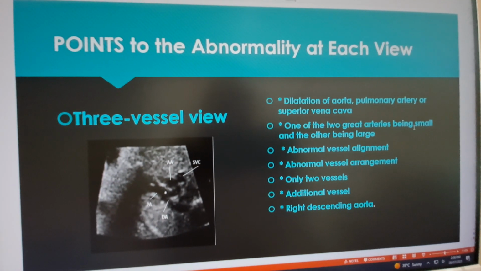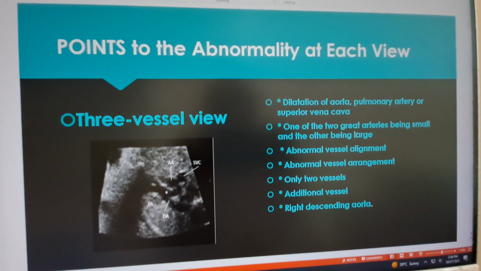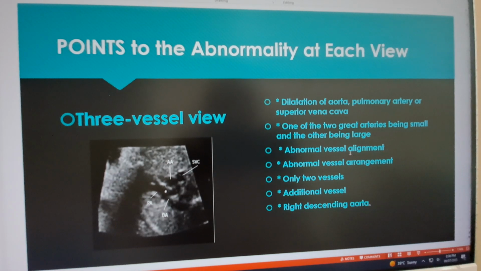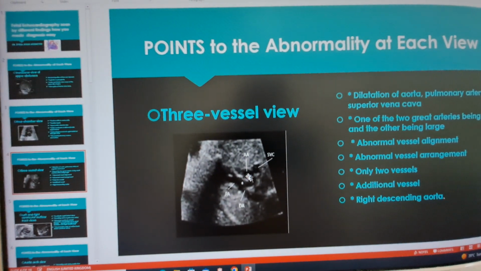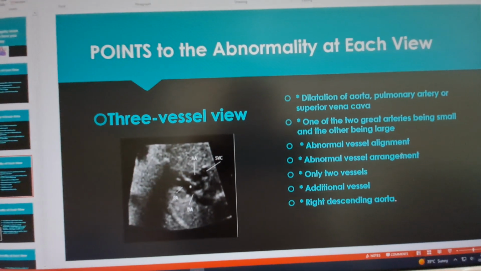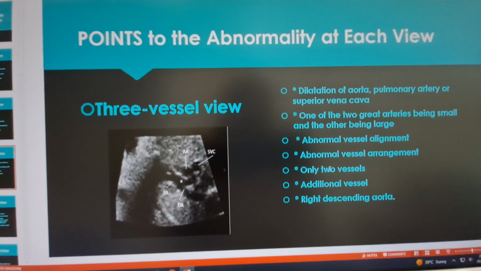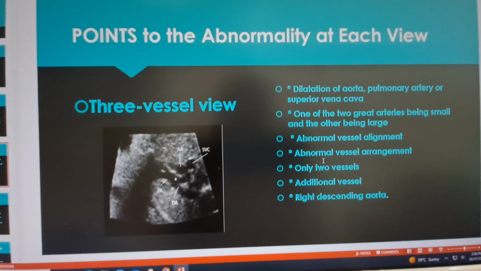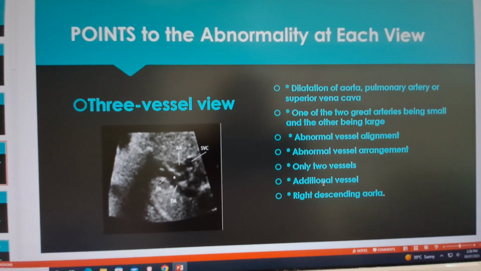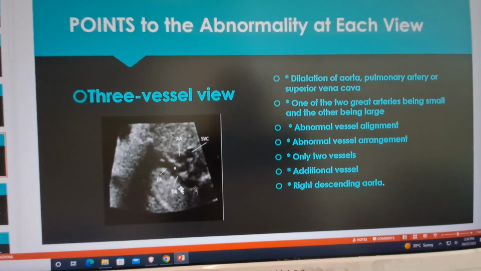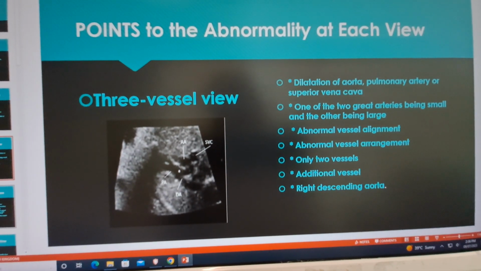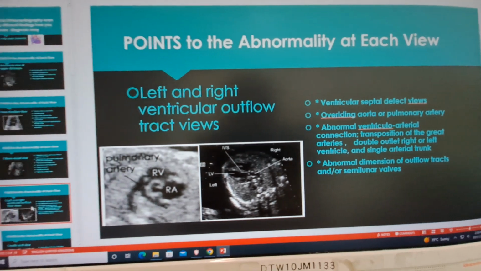Two arteries may be small and one artery large, or there may be abnormal alignment of the vessels, with anterior or posterior movement. In the arrangement of the vessels, one vessel may be absent and you see only two vessels, or you may see additional vessels, or an ascending aorta with vessels around it. So this is an abnormal heart.